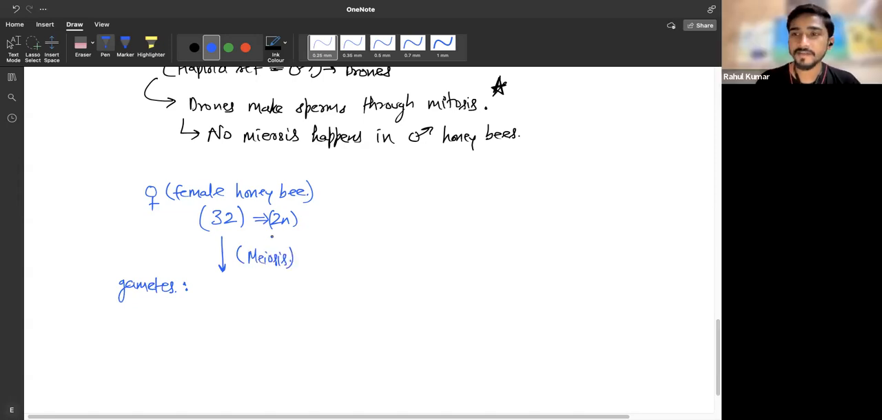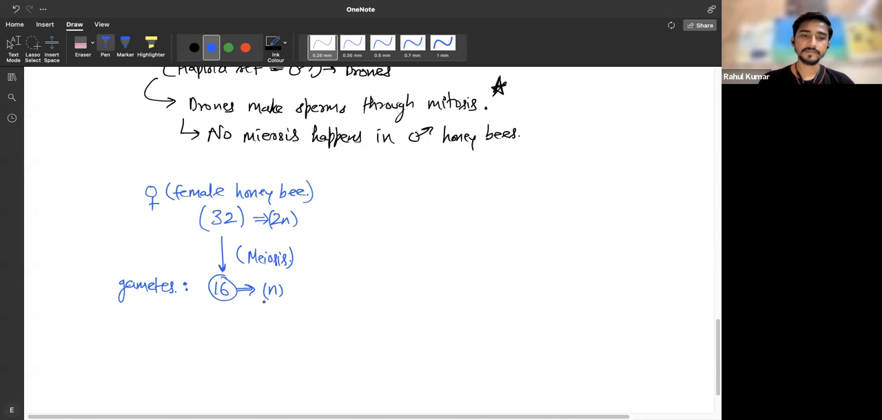Only diploid cells can undergo meiosis. Remember I told you this? And after meiosis, she will form gametes, which will have 16 chromosomes, right? This is the N number. Yes or no?